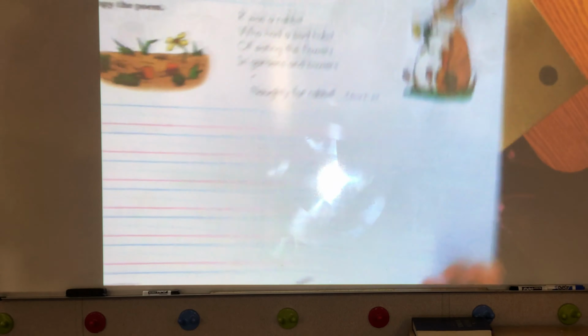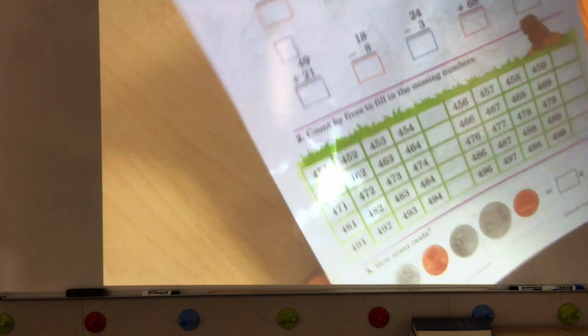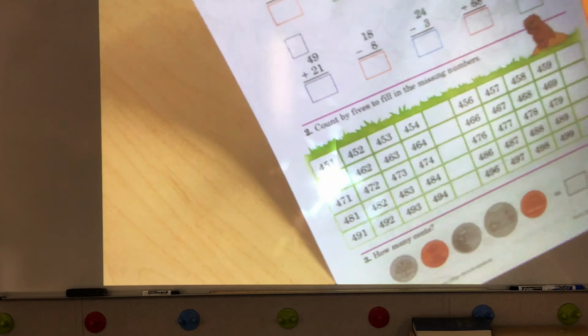Let's take a look at our next paper. This is our math. This is page 295. Let's take a look at section 1. Section 1 says write the sums and differences. So you have a combination of addition and subtraction problems, and also you have some problems that you're carrying to the tens place. Please make sure you solve each problem correctly.